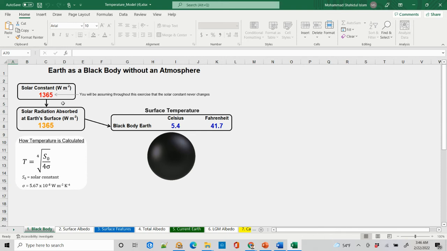Solar constant is 1365. You will be assuming throughout this exercise that the solar constant never changes. Keep that in mind. For the purpose of this lab, for now, solar constant is always 1365. It will never change, but it changed over time. But for this lab, you will consider solar constant to be 1365. There's no change about that. So there's a question about that. Keep that in mind. This is our main and base assumption, that solar constant doesn't change.